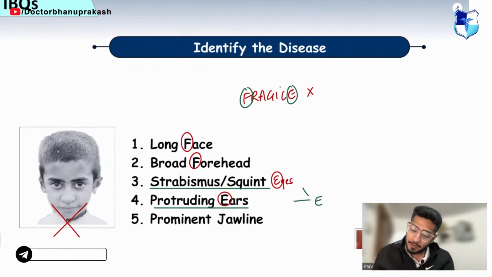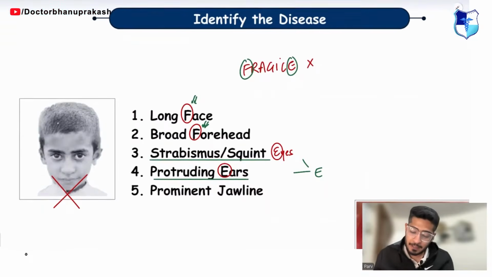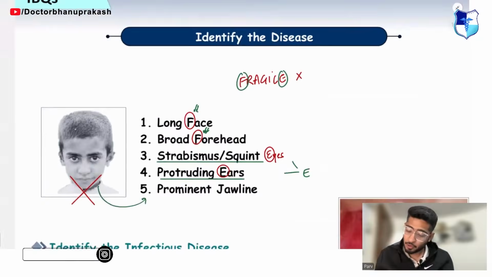Then you have got F. F for long face, broad forehead, and X is just like this. That means a prominent jawline is going to be there.